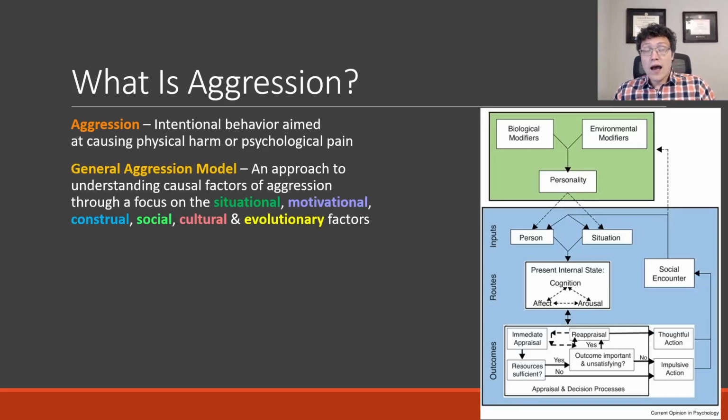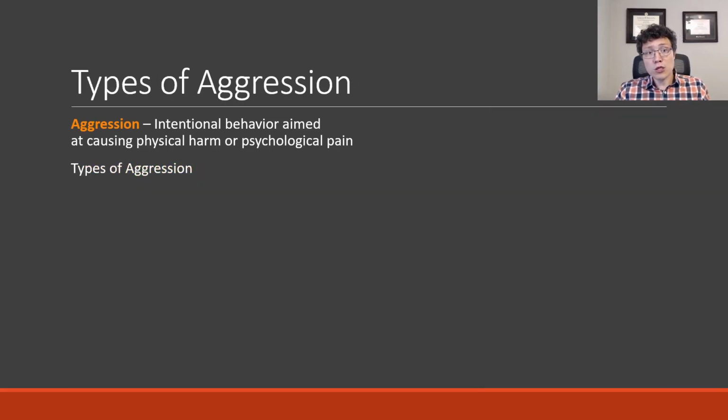Now, you'll notice that we can talk about this idea of a general aggression model. Please don't feel like this is something you need to memorize, but this is a good way to look at how much goes into whether or not we decide to act kind or aggressively. And so there's a ton of different factors, including situational, motivational, construal, how we see this perspective, social factors, cultural factors, and evolutionary factors that affect aggression. But within these factors, we can still break aggression down into 3 different types of aggression.